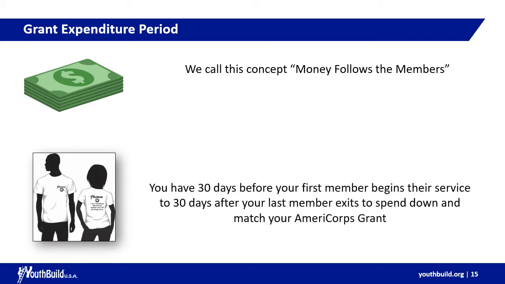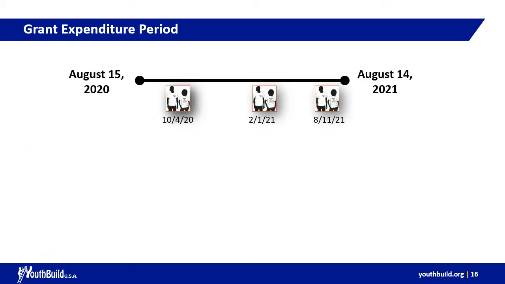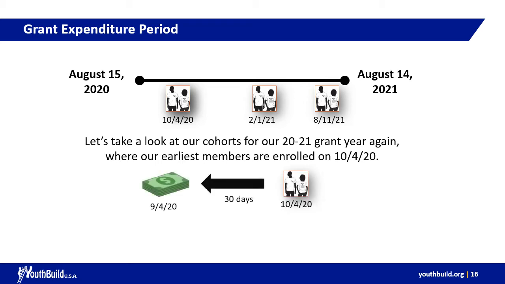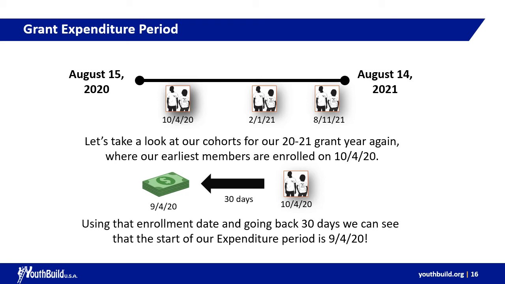You have 30 days before your first member began their service, extending to 30 days after the final member exits to spend down and match your AmeriCorps grant. This period is the grant expenditure period. So let's go back to our three cohorts again. The first member is enrolled on 4/10/20, which means that our grant expenditure period begins 30 days before this date. We grab our calendars, count 30 days back, and see that 9/4/20 is the date that we can begin billing expense and match to our AmeriCorps grant.